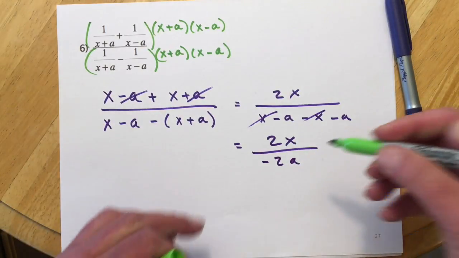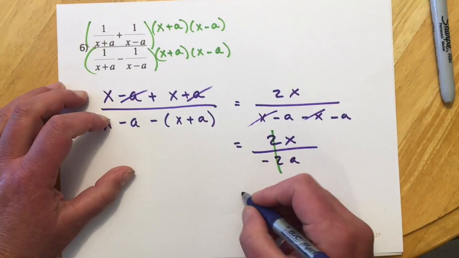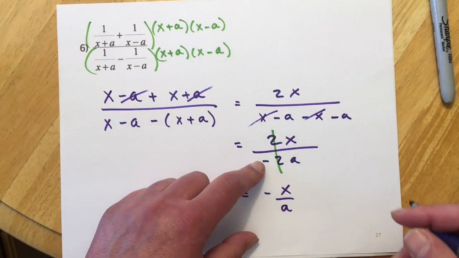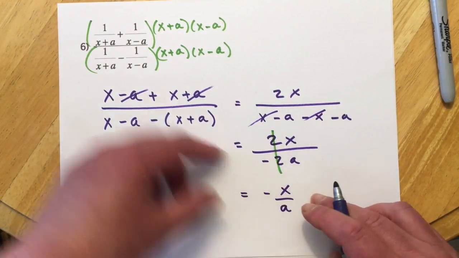And then here I would cancel the 2's, and that negative's a little sketchy downstairs, so I'll rewrite it as minus x over a. I wouldn't mark it wrong, but again, that either on the x or right in front is the preferred notation.